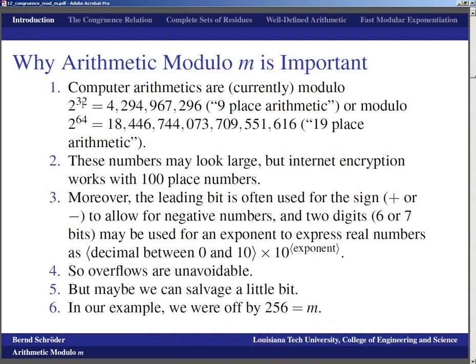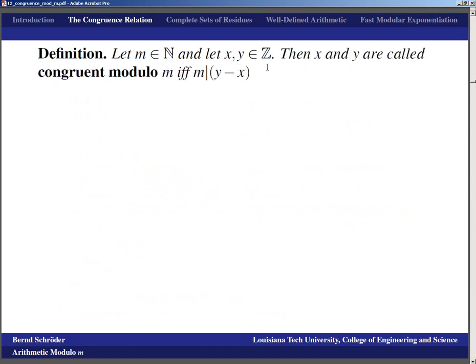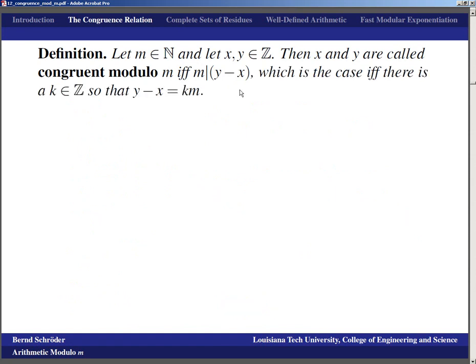And even if this modulus thingy here becomes a little bit more inconvenient, if we just know that we're going to be off by a multiple of a certain number, maybe we can do something. And so the definition of the congruence relation really hits upon exactly that point. You take m to be a natural number, that's the modulus, and we let x and y be integers. Then x and y are called congruent modulo m if and only if m divides y minus x.